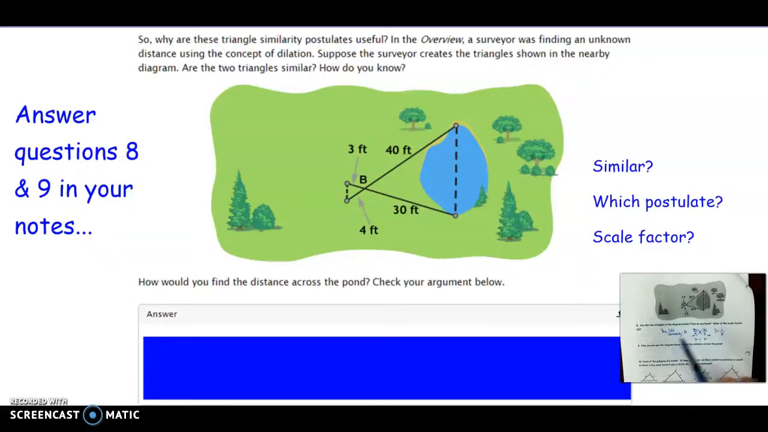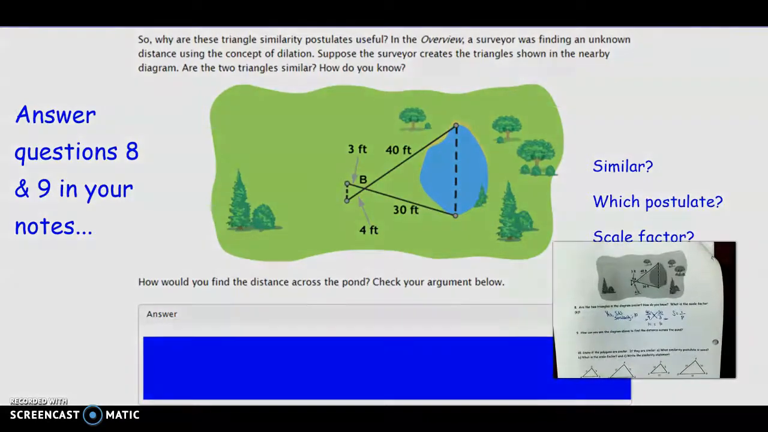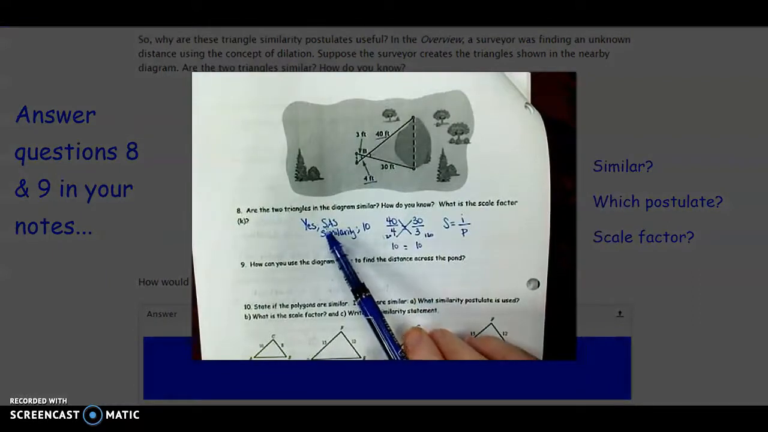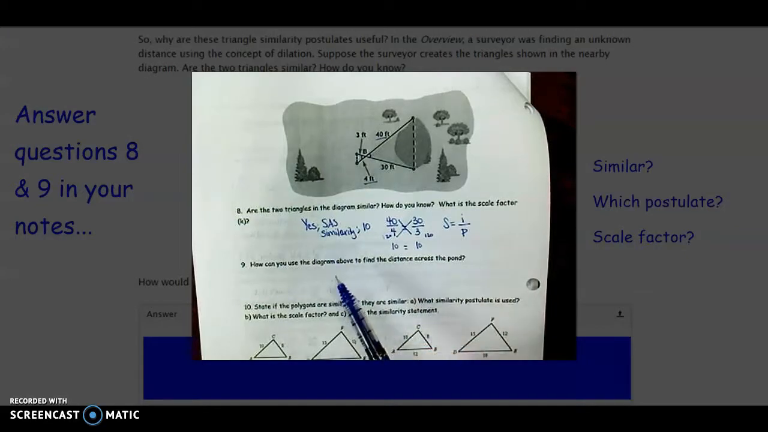So question 8 says, are the two triangles in the diagram similar? And the answer is yes, they are similar. And how do we know that? We're using that shortcut called SAS. Now, since we have a SAS for congruence, we have to be a little more specific here. So we're going to say that that is SAS similarity. So no longer just SAS. Make sure you add the word similarity.